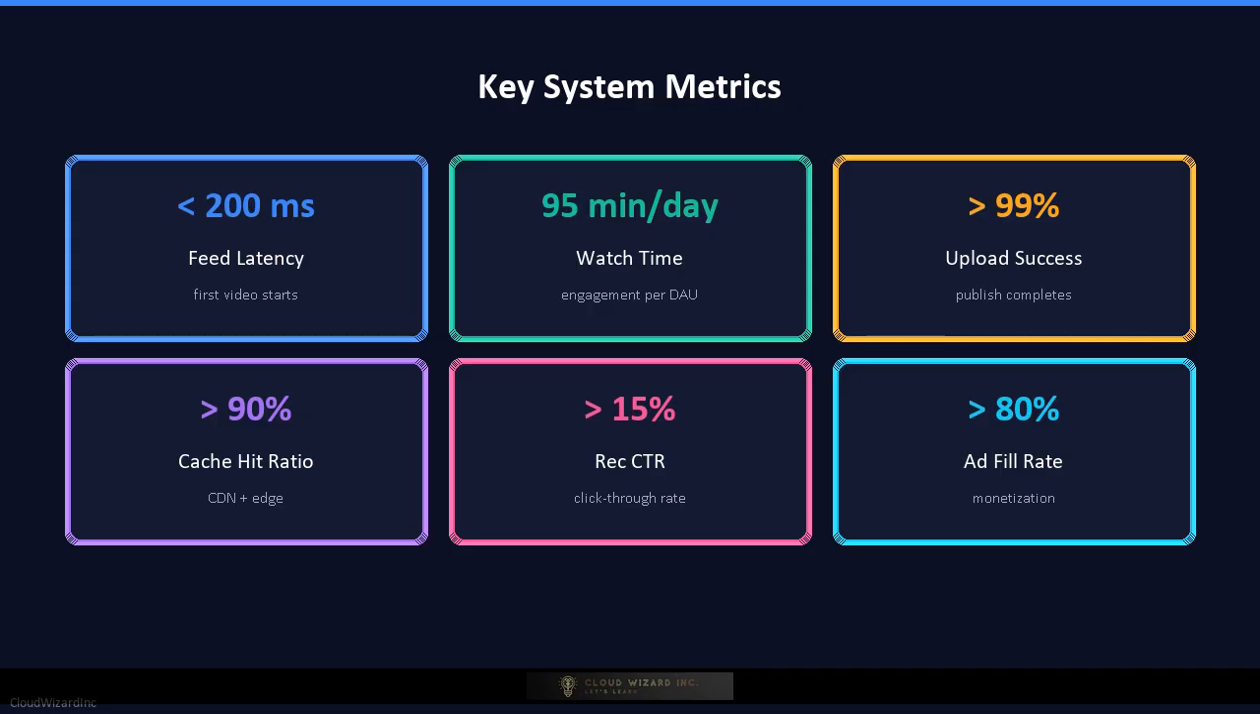Recommendation click-through rate and watch-through rate tell you whether the ranking model is working. Video transcoding latency measures how quickly a new video becomes available. Ad fill rate and revenue per mil impressions measure monetization health. These metrics are what the business actually cares about.